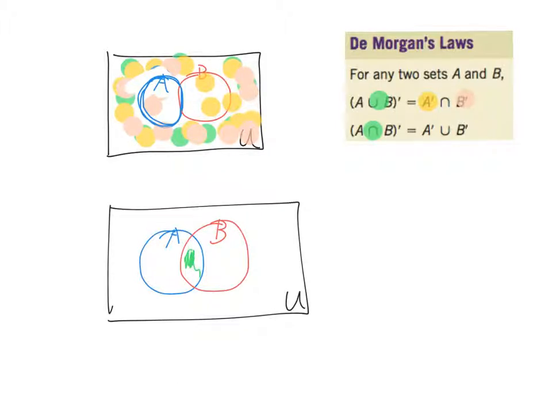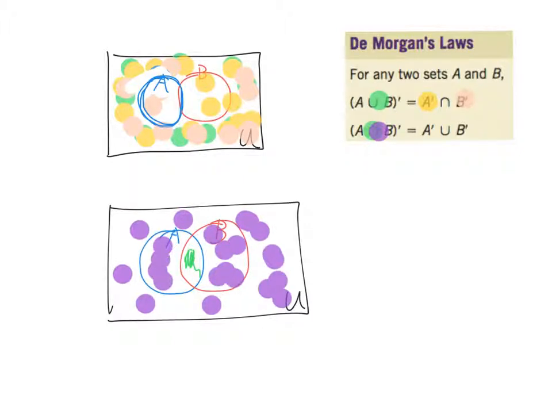So its complement is everything that's not in A intersect B. Let me use purple instead. So it would be all over here. So a portion of B and a portion of A, apart from the intersection, is part of this set as well.